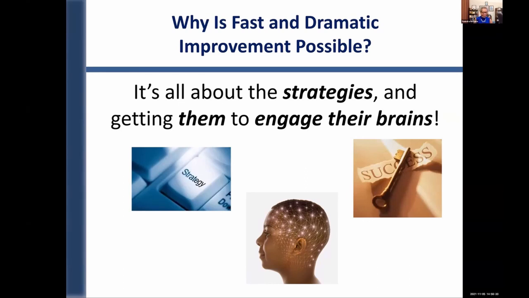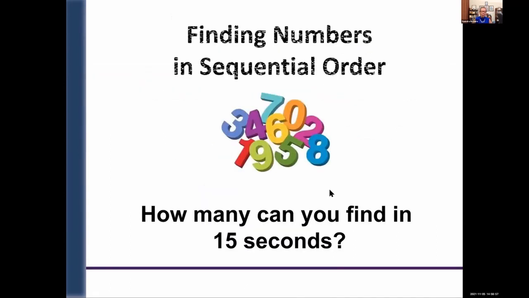And so now the next little activity I want to do with you is going to show why it is that I tell students, I'm so confident that even if you made a 45 on the first test, you can make 90 or higher on the next test, because it's really all about the strategies and teaching them to engage their brain. And I want students to know that if you haven't been doing well, it's not because you're not smart, it's because you are using the wrong strategies. And so this little exercise that I'm going to do will demonstrate that.